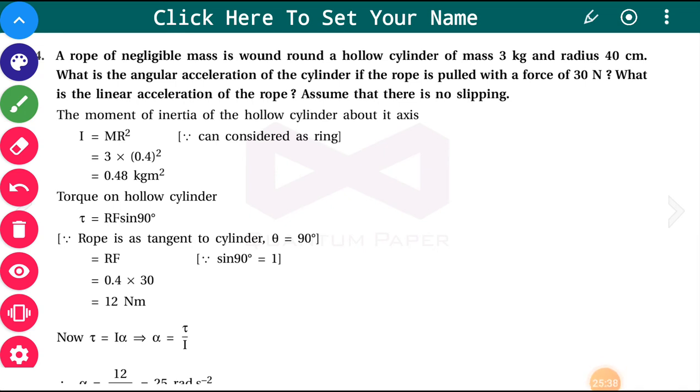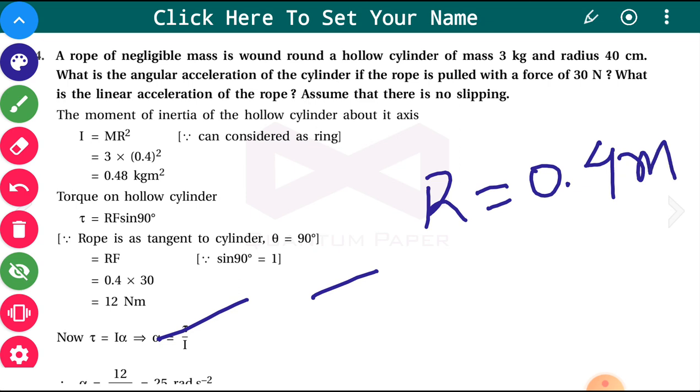Now we have 7.14. A rope of negligible mass is wound around a hollow cylinder of mass 3 kg and radius 40 centimeter. Here radius is in centimeter, so radius is 0.4 meter. What is the angular acceleration of the cylinder if the rope is pulled with a force of 30 Newton?